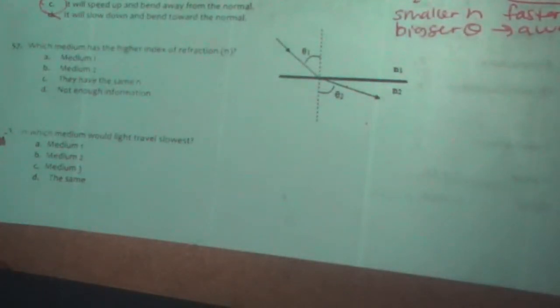Which one has a higher index of refraction? So basically, which one has a bigger n? Well, the bigger n goes with the smaller angle. And now we just look which one has a smaller angle. Angle 1 is definitely smaller, so medium 1.